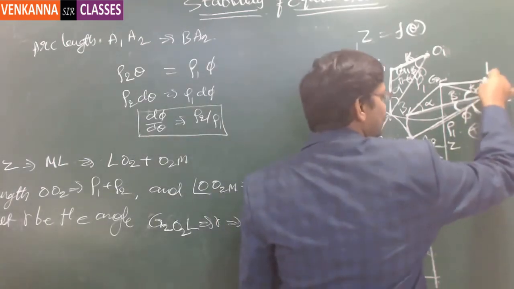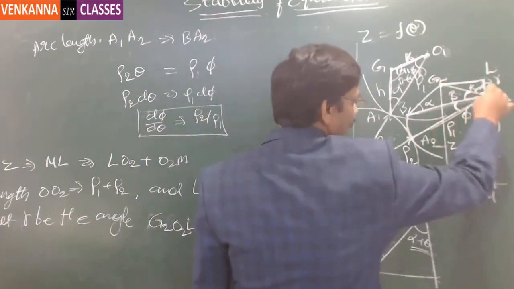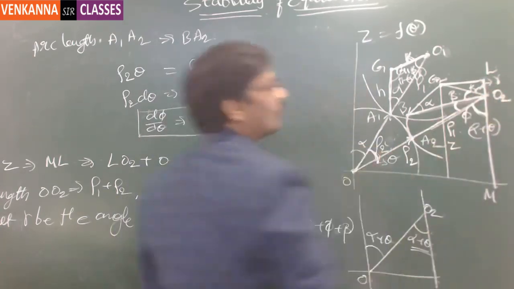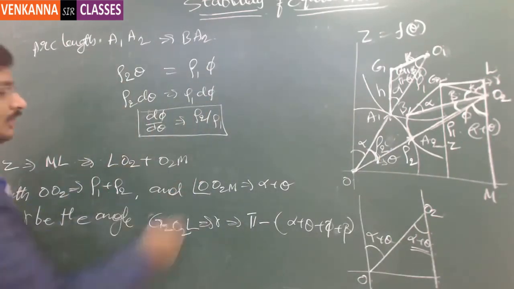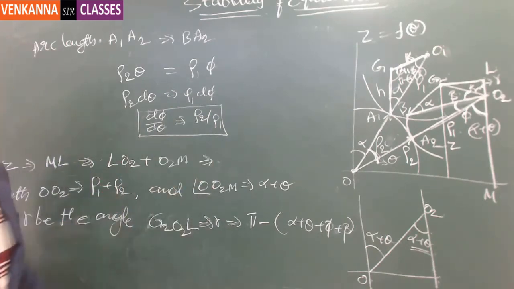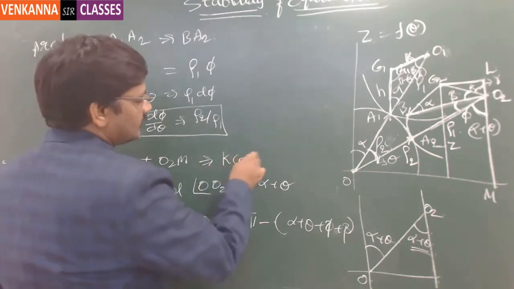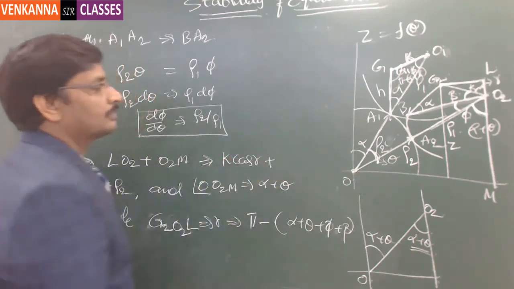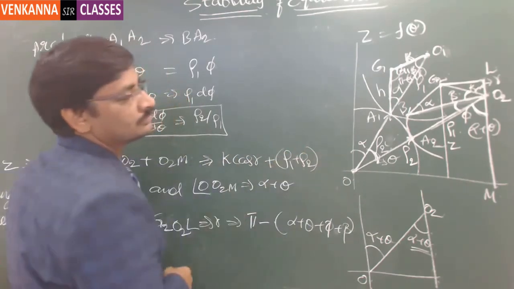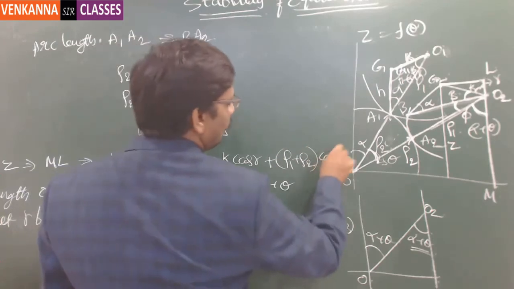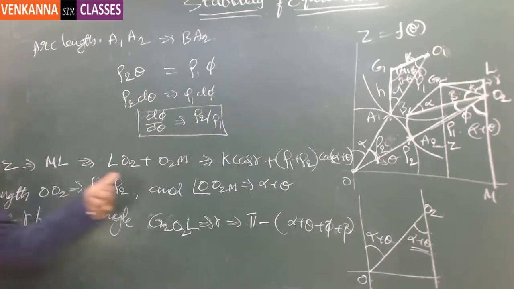Now I can express this value in terms of the known values K, and I can express this value in terms of ρ1, ρ2. So if you write this value, ML is equal to LO2 plus O2M, and this can be expressed as LO2. LO2 is nothing but K cos gamma, plus ρ1 plus ρ2 times cos alpha plus theta. So this is the value of Z I have expressed now.